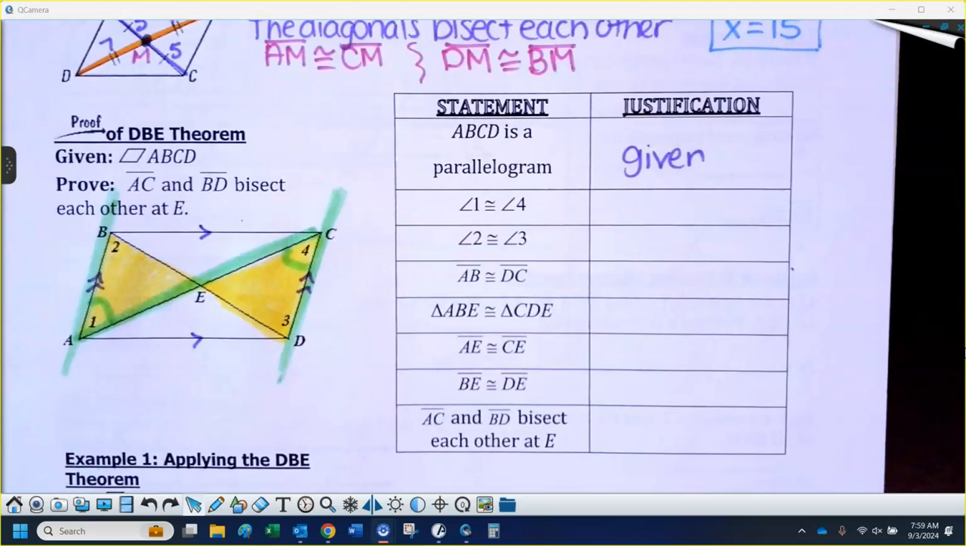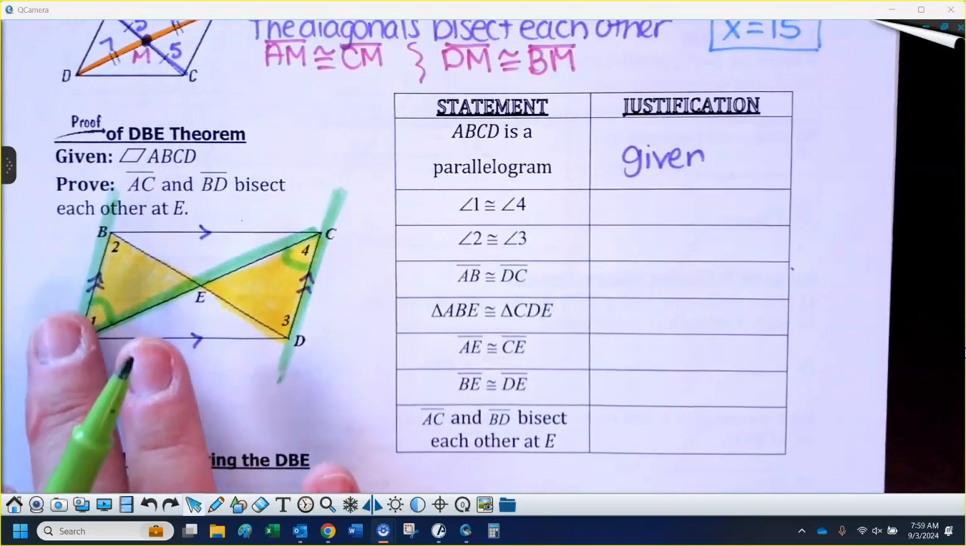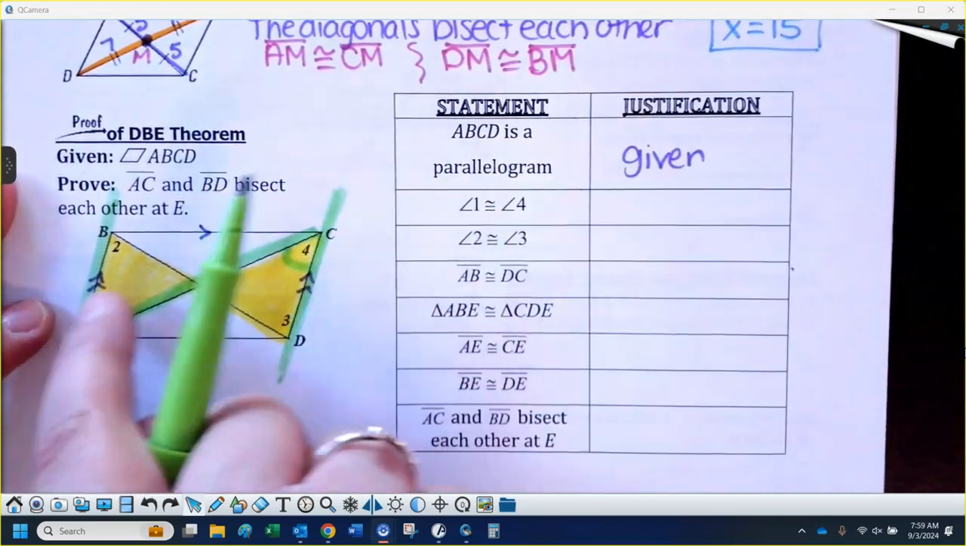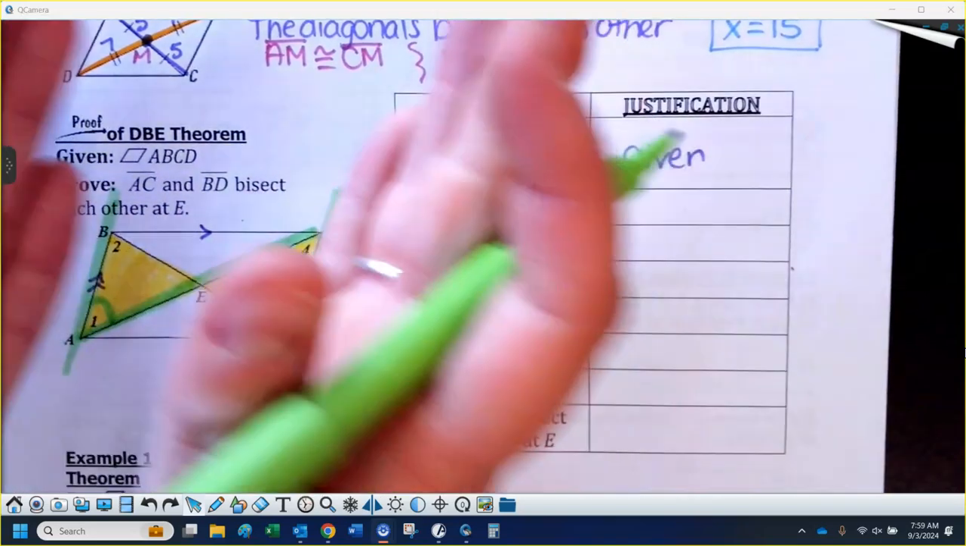The triangles are congruent, but I haven't proved that yet. So how do I know just those angles are congruent? That's where we're going with this, but how do I know those angles are congruent? Not corresponding, you're on the right track. Different type of angles. Alternate. See how they're on opposite sides of the transversal?